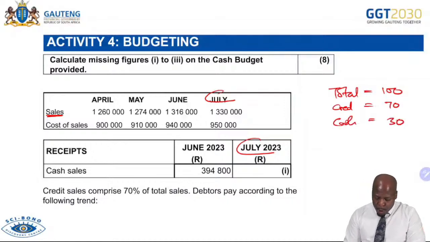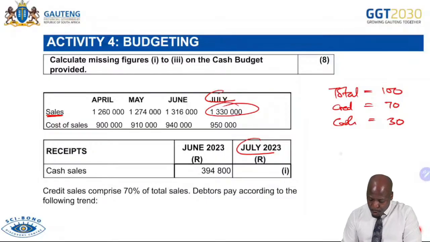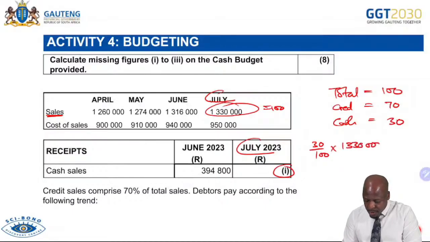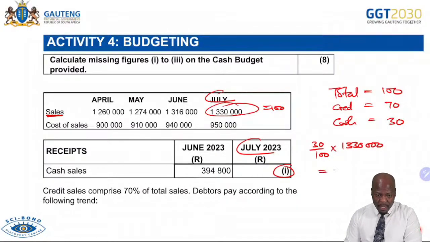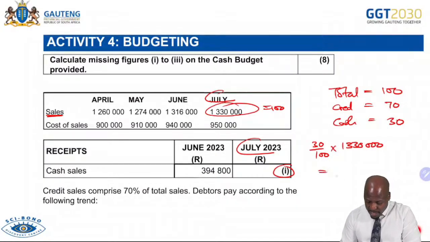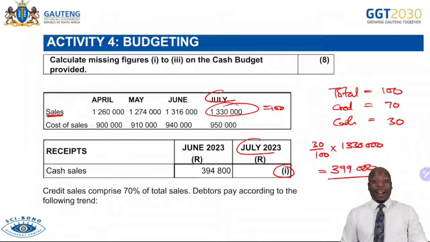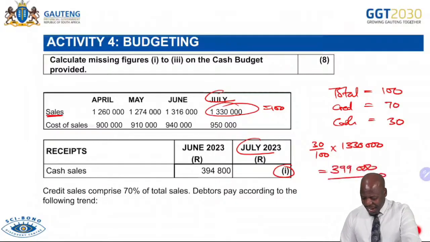All right, let's go. So what we are given is total. So we are given the 100. What do we want? Calculate the cash sales. We want 30. We have 100. Multiply this by 1,330,000. And this would give us how much? 399,000. This becomes number 1. 399,000. That becomes your number 1. Can I move on? Okay, let's go to number 2.